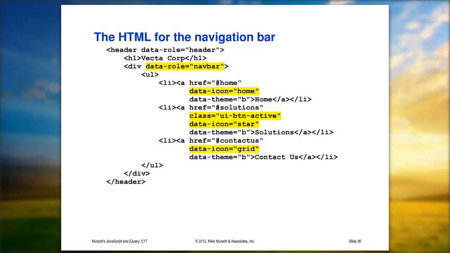All right, so let's take a look. There's our header, data-role equals header, the opening and closing header on this slide. There's our H1, Vector Core, and here again, jQuery Mobile is styling it the way it styles an H1 in the header. You can have an H2. You can do your own styling also. If you omit the H1, it will not style it that way, and you can style it your own.